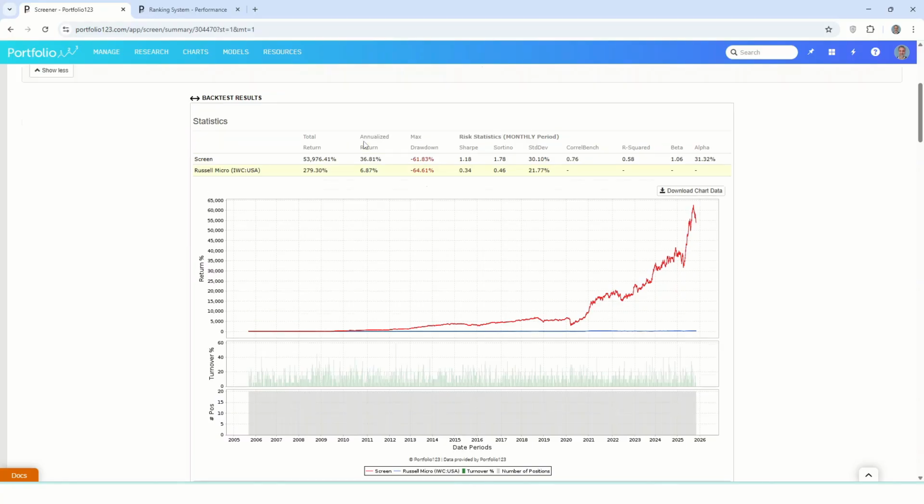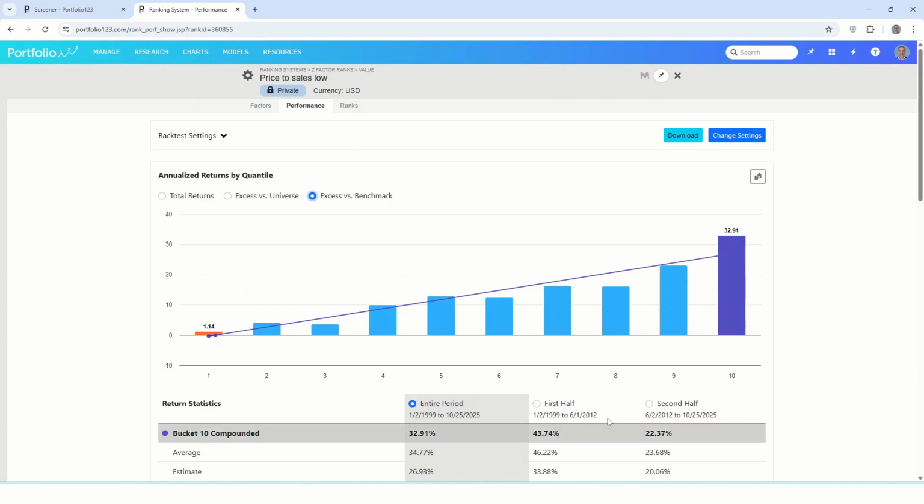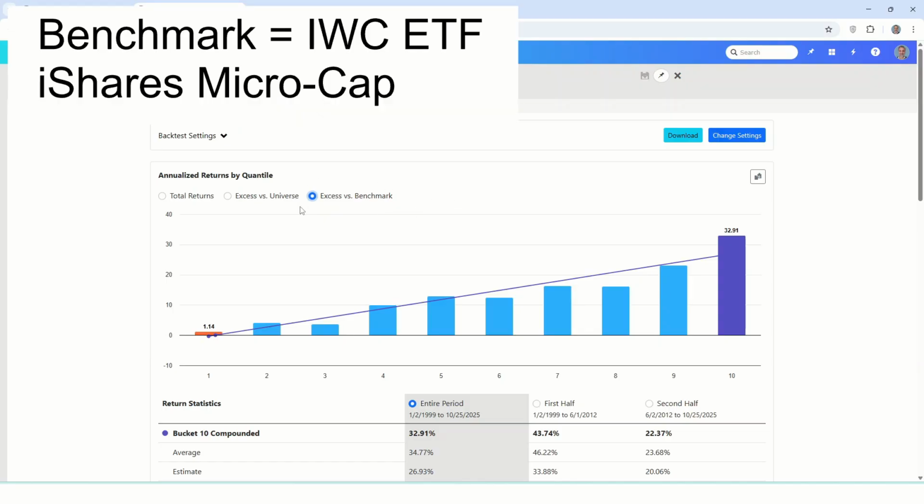Now, to analyze this a little bit more in depth, I took the rules listed here, my liquidity, my free cash flow, and my short interest, and I made that into its own universe. So only these stocks will be analyzed. And I'm going to run, as you can see the chart here, I've run the price to sales factor across my low risk universe. Now this chart is comparing the return versus the benchmark.